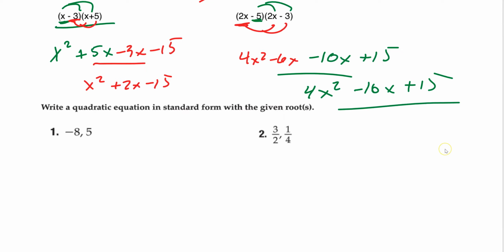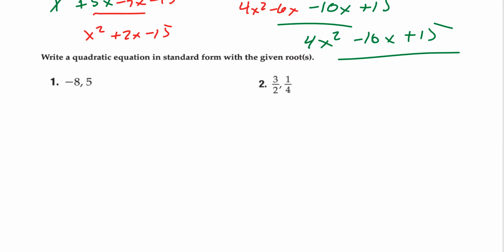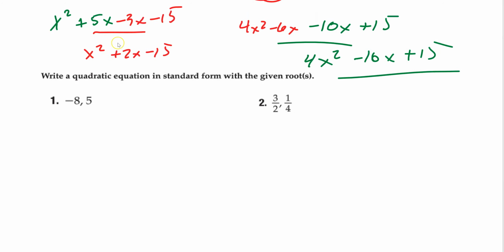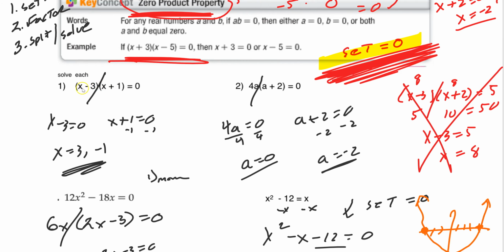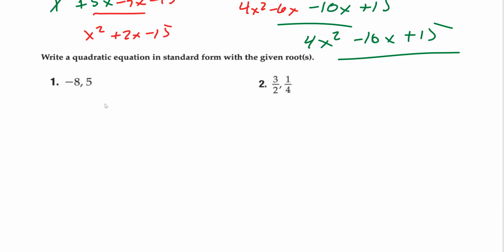Okay, now let's go backwards. Kind of like I talked about earlier, if I gave you (x - 3)(x + 1), we knew the answers are just the opposite: 3 and negative 1. What if I give you the answers, though? If these are the answers, they want to know what's the equation.